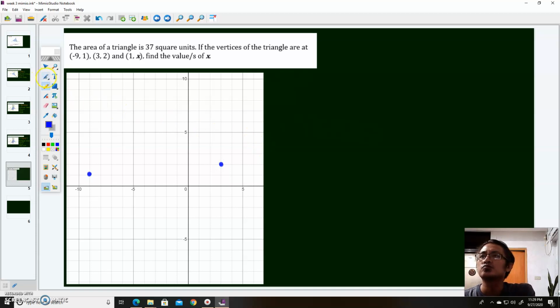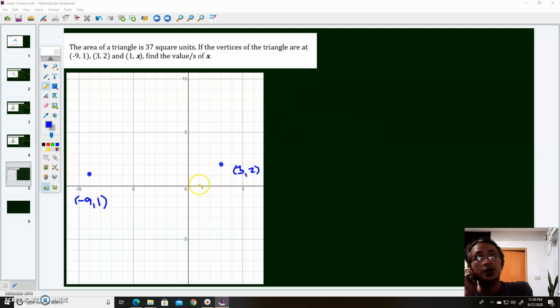Let me label them: (-9, 1), and then this is (3, 2). Now we have the third vertex. We are sure that the x coordinate is 1, but the y coordinate, although it's written as x, is the y coordinate. We are not sure of it. If the x coordinate is 1, it would be here. The y coordinate, we don't know. It can be above or below. So I think we will have two triangles to solve here.